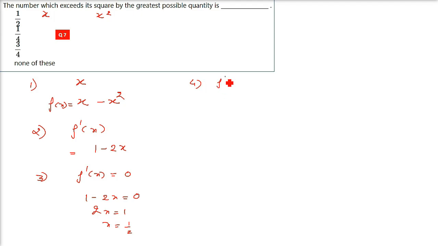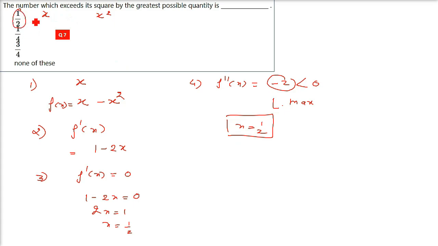The next thing will be just to show the examiner that we are actually finding the greatest possible quantity. When f''(x) is negative 2, negative 2 is less than 0. Less than 0 means the maximum value or the greatest possible value. So we are talking about the local maxima here. x equals half is the answer here. The number x which exceeds its square is half.